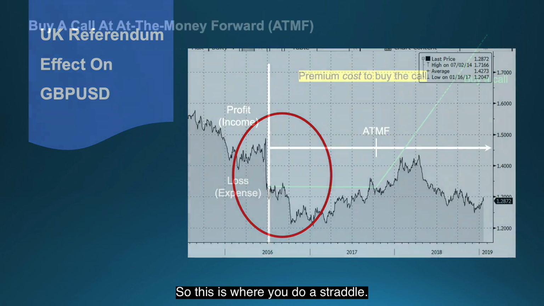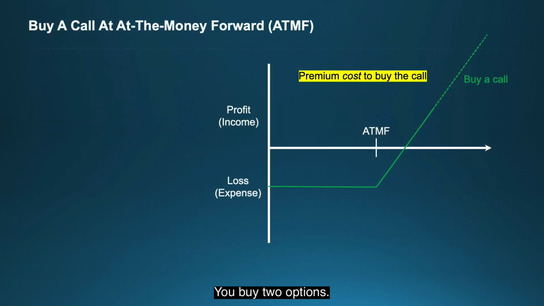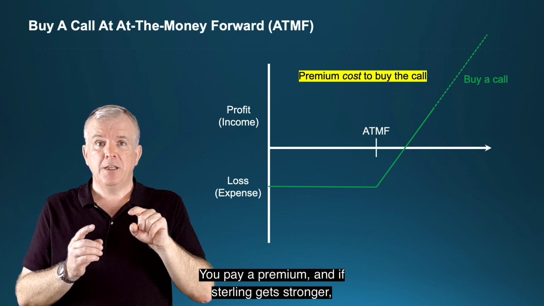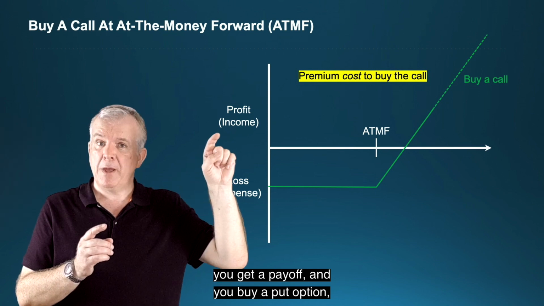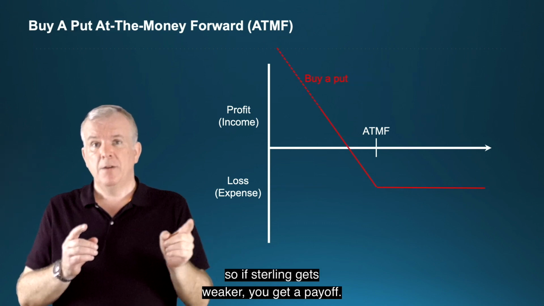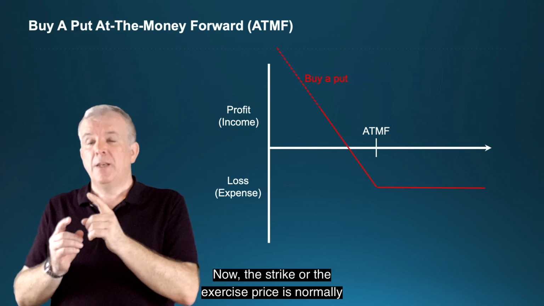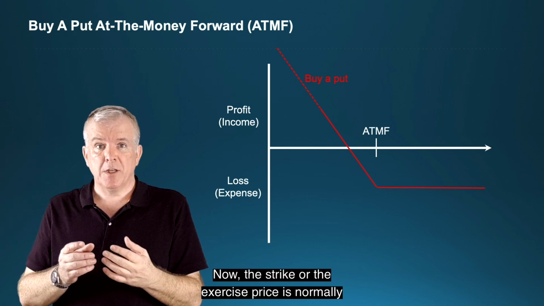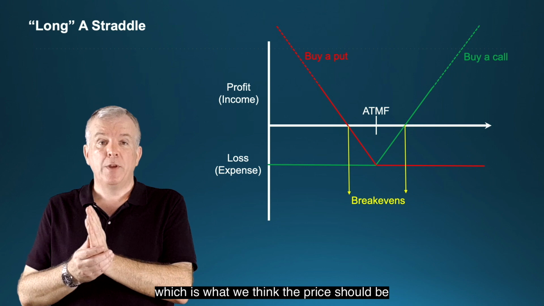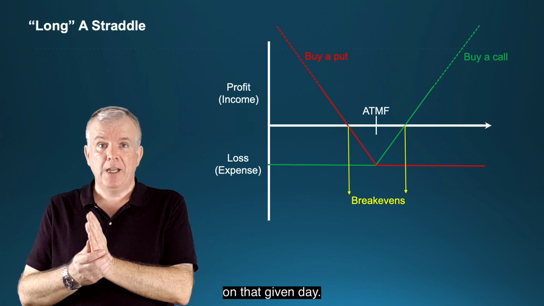So this is where you do a straddle. You buy two options. You buy a call option. You pay a premium, and if sterling gets stronger, you get a payoff. And you buy a put option. So if sterling gets weaker, you get a payoff. Now the strike or the exercise price is normally at the same level, at the money forward, which is what we think the price should be on that given day.